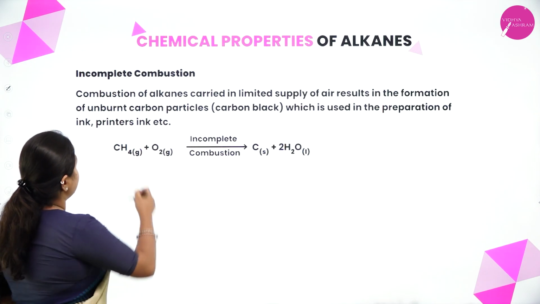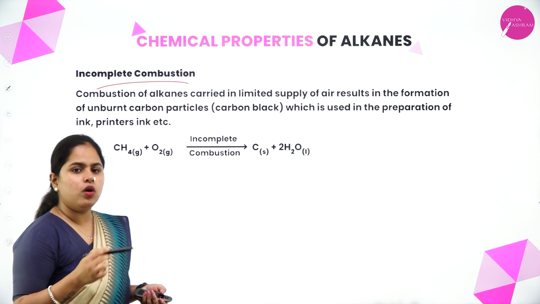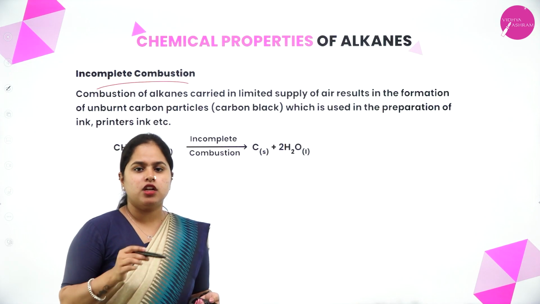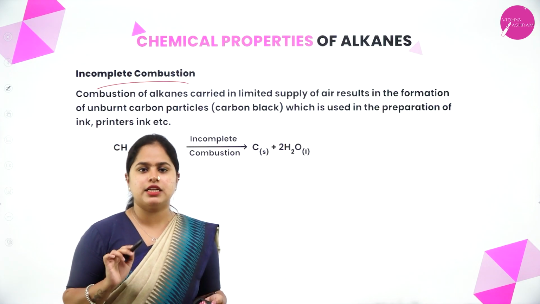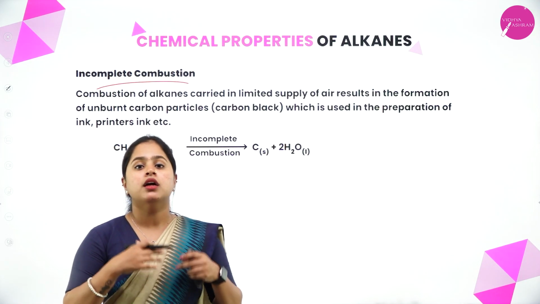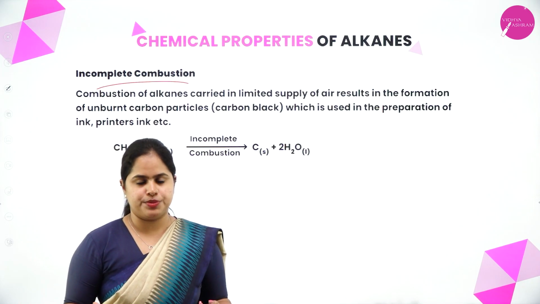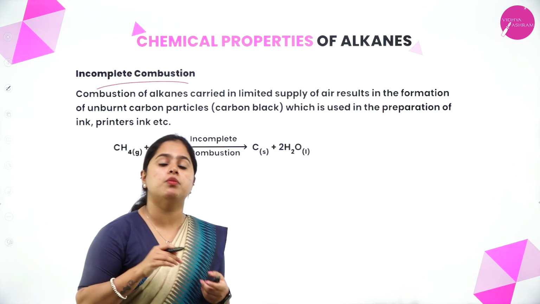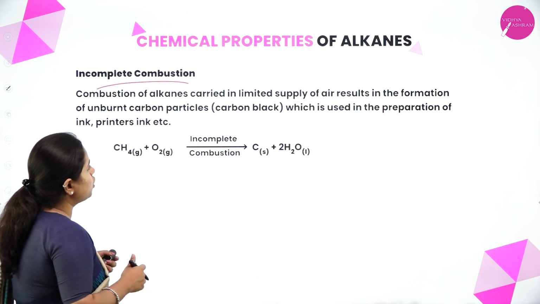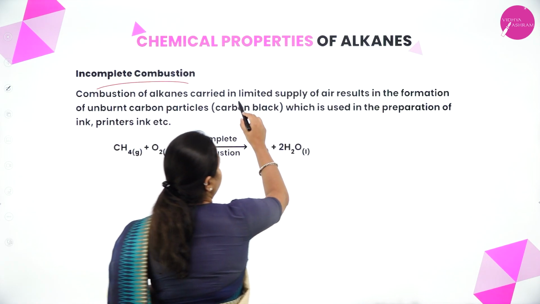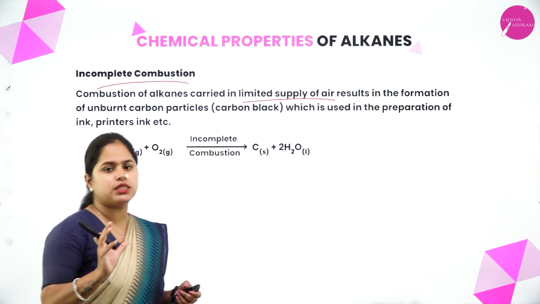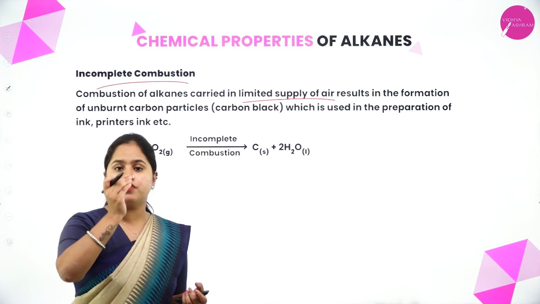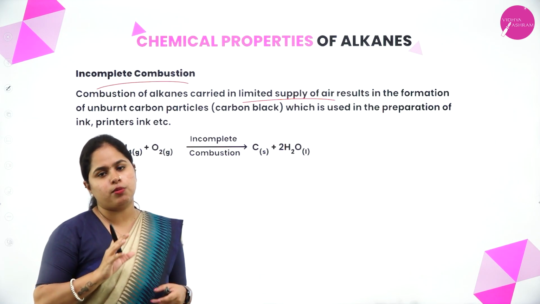Now the next one is incomplete combustion. If it undergoes complete combustion, it forms carbon dioxide and water. If it undergoes incomplete combustion, that means it does not have a good supply of oxygen. So what happens in this case? Instead of forming carbon dioxide, you will get carbon black. This is combustion of alkanes carried out in a limited supply of air. In complete combustion you need excess oxygen, but in incomplete combustion you don't have enough oxygen.